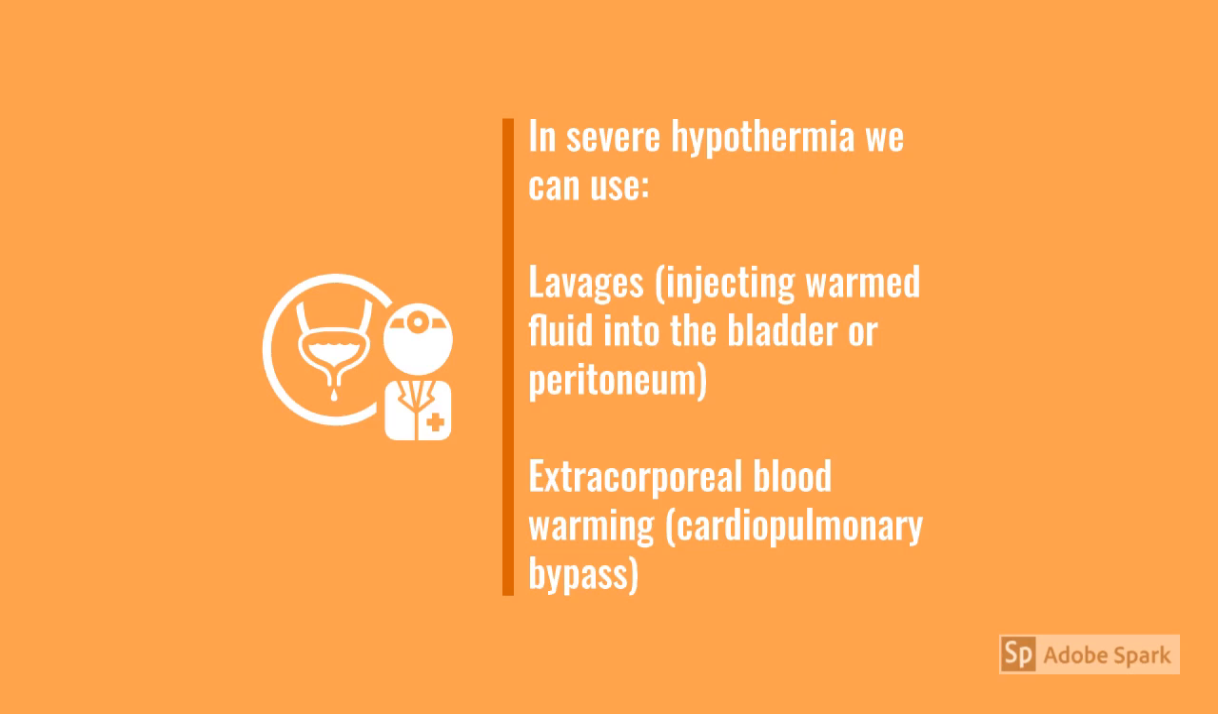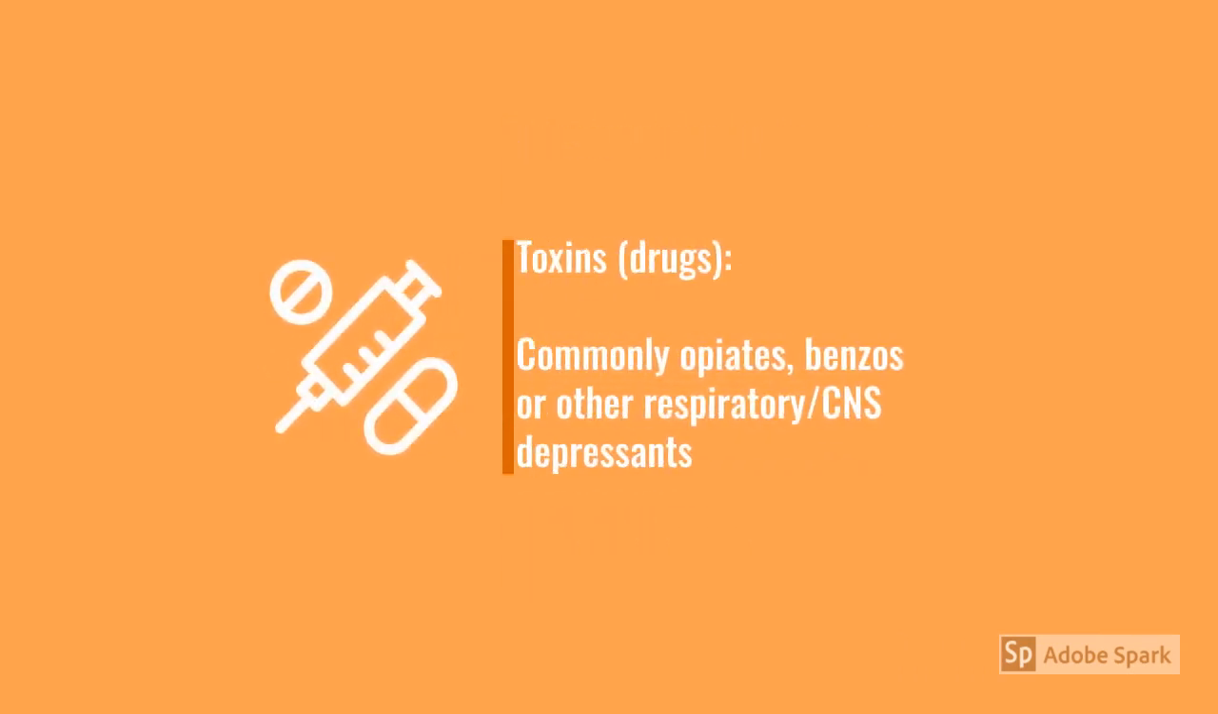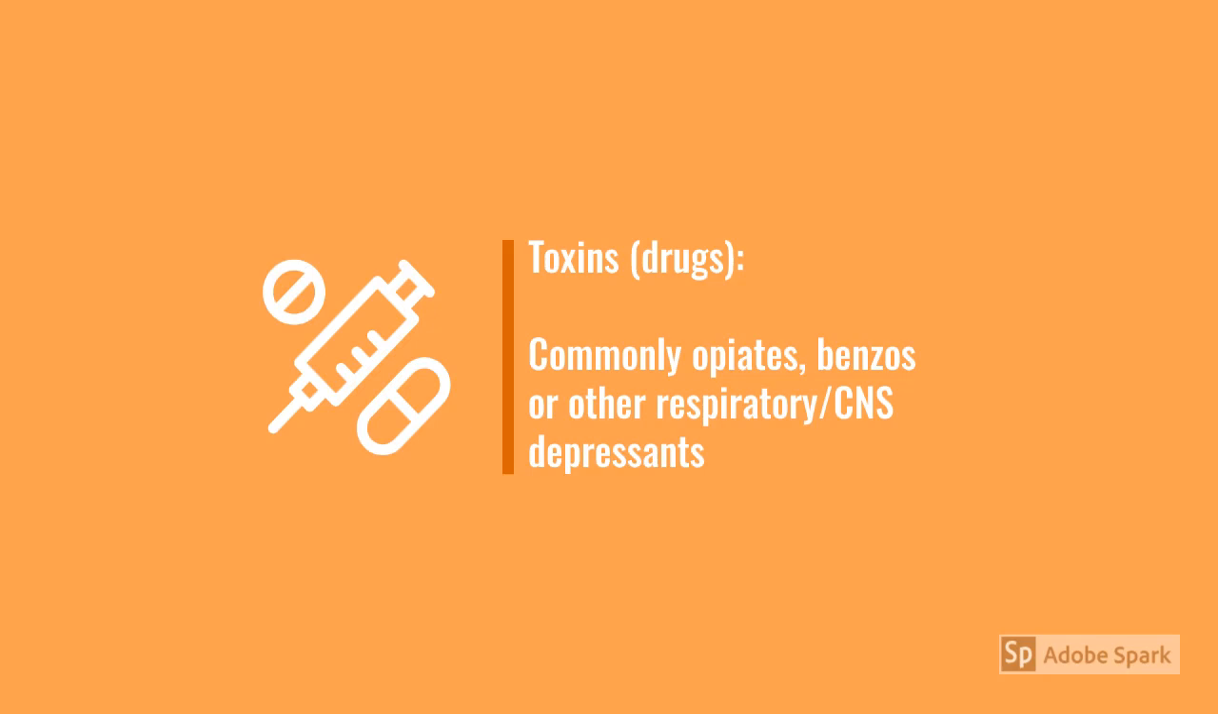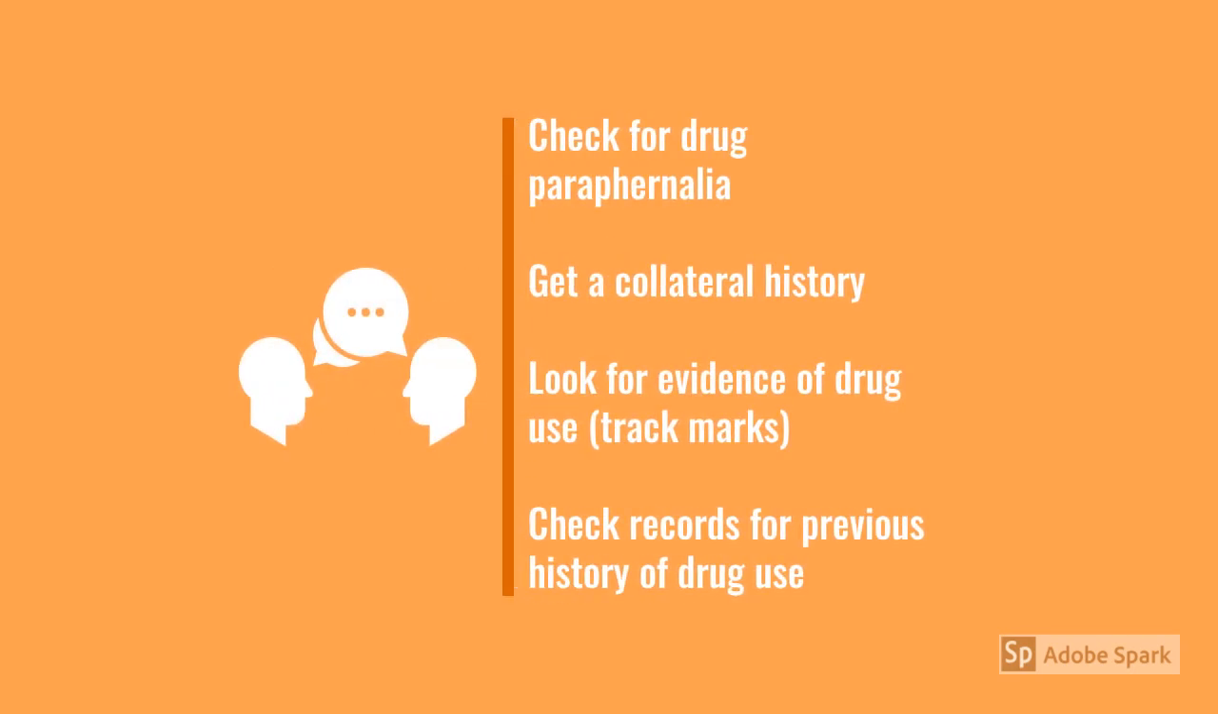Right, so the 4Ts. It's my go, isn't it? So toxins is something to think about. Not necessarily the first on the list, but it depends on your presentation. If you've got a young patient who's had a cardiac arrest in a nightclub, it's going to be one of the first things that's going to be up on your radar. But things that you can do at the bedside: checking for any paraphernalia, getting a collateral history, checking for signs of drug misuse, looking in the notes.